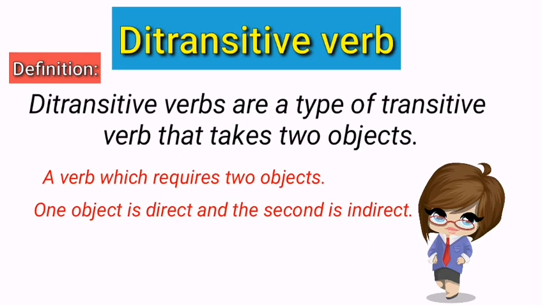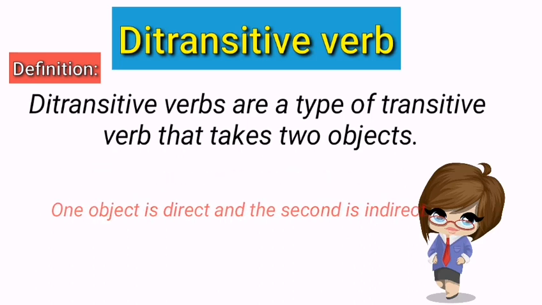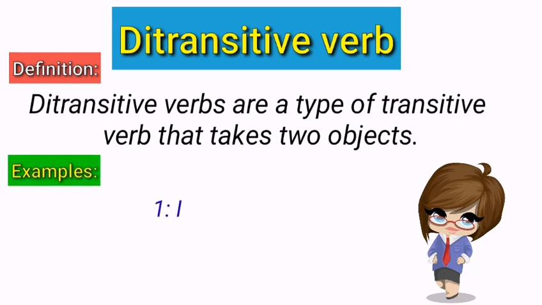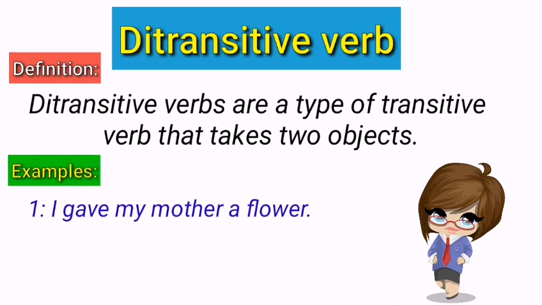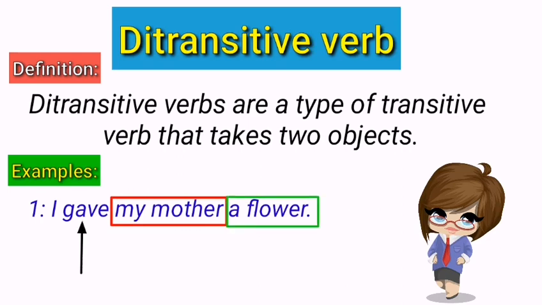When you find two objects in a sentence, that sentence must have a ditransitive verb. I think you are not getting the point. Don't worry, just look at these examples. I gave my mother a flower. Look at this example attentively. Basically, in this sentence there are two objects, one is my mother, and the second is a flower, so the verb of this sentence is gave, so this verb is called a ditransitive verb.